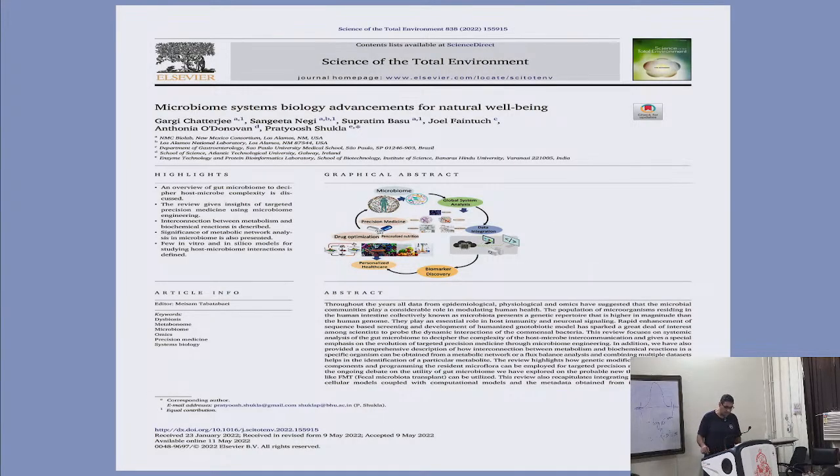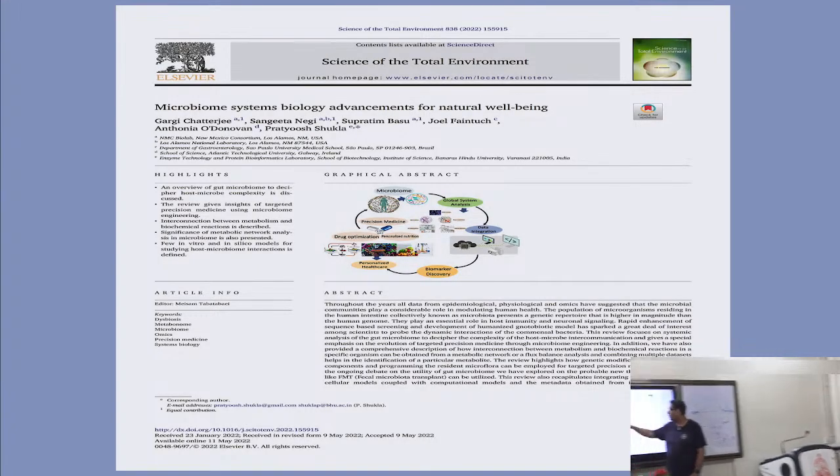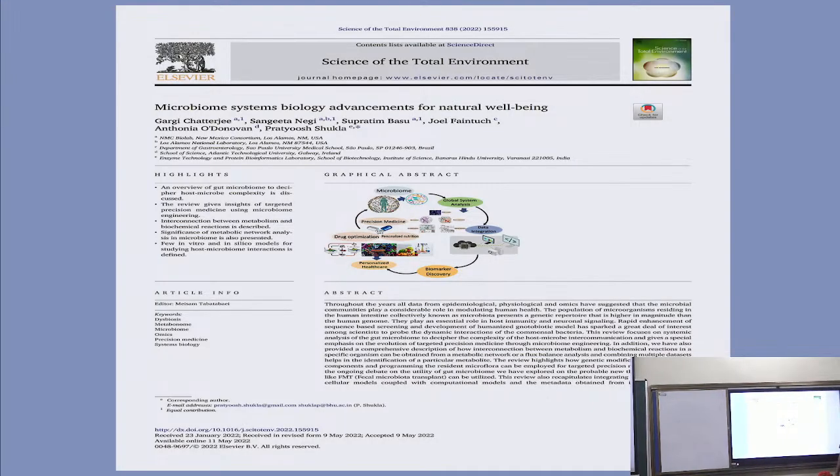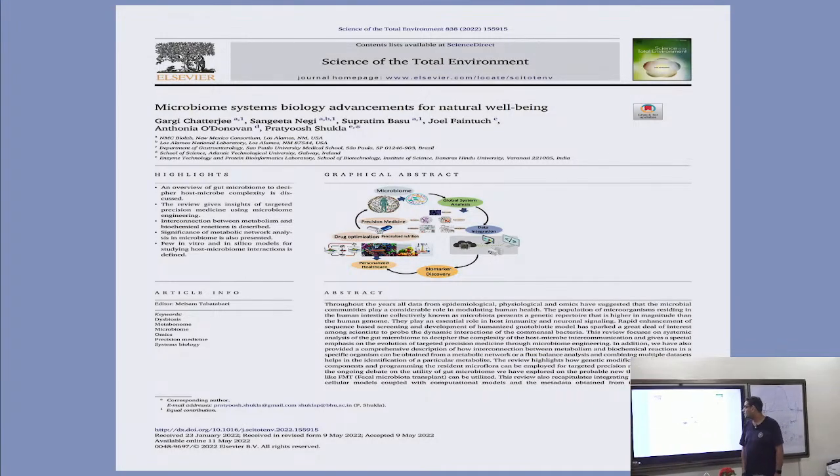And then this is a new paper, microbiome systems biology advancement for natural well-being. I told you about microbiome systems biology, microbiome engineering, and also precision medicine. All is covered in this tutorial review. You can read this, and we collaborated with two important scientists here. One is Donovan Antonia, and one was Joel Fantos. He is a doctor actually, in the gastroenterology department in Brazil. We also had one more collaborator, but he is willing to collaborate in this area further.